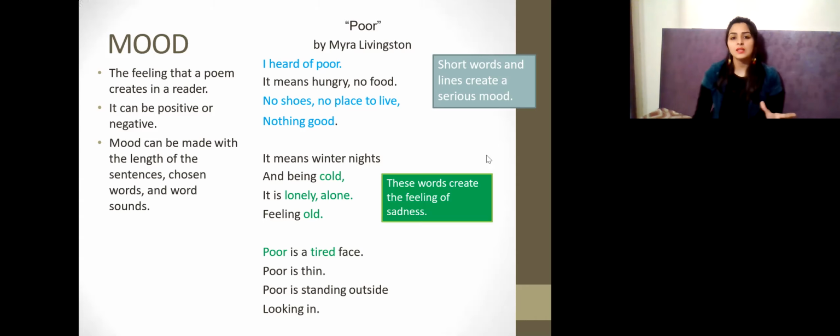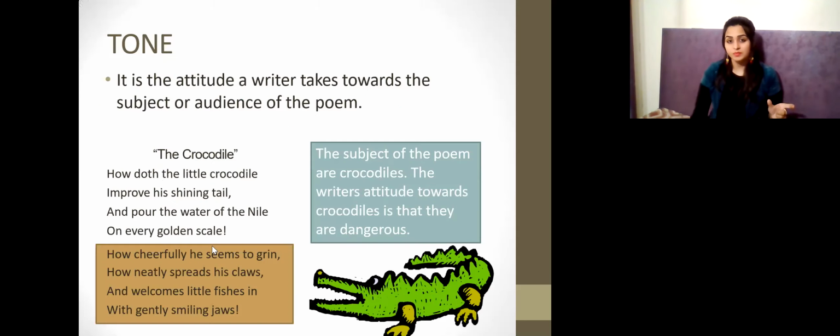It means winter nights and being cold. It is lonely, alone, feeling old. Poor is a tired face. Poor is thin. Poor is standing outside looking in. You saw that all the short words and short lines are put, and you can see the mood is sad over here. Now let's move to the other element of poetry, and that is tone.